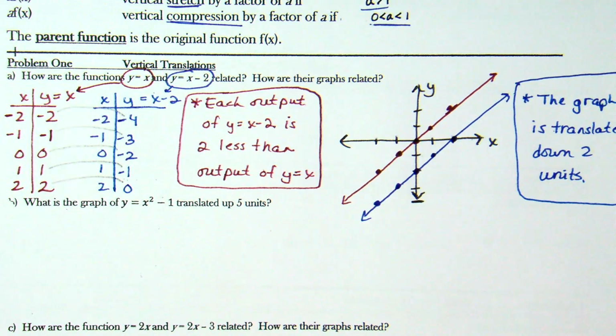What is the graph of y equals x squared minus 1 translated up 5?